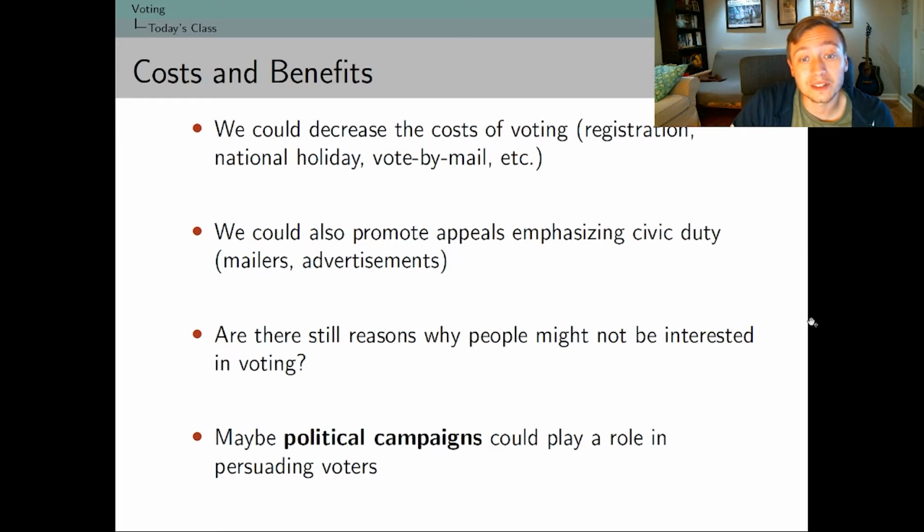We could also, for example, help people to understand this civic duty idea. We could help to increase essentially the D term by sending people mailers, by trying to engage in some kind of pro-social, get out the vote kind of campaigns. Nevertheless, despite the fact that we've got these costs that we could try to reduce and some of these perceptions of the benefits that we could try to increase, some people might nevertheless still not be interested whatsoever in turning out to vote.